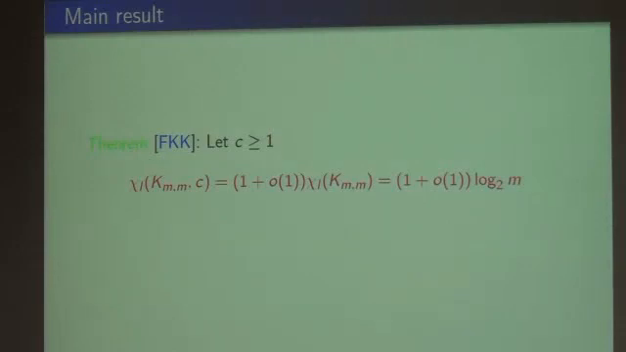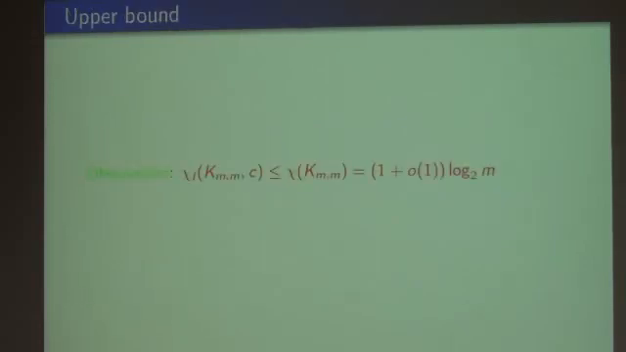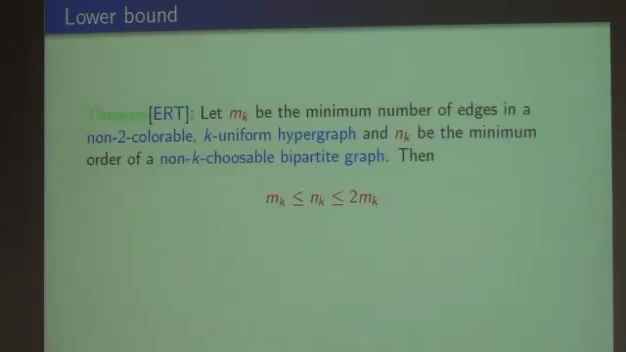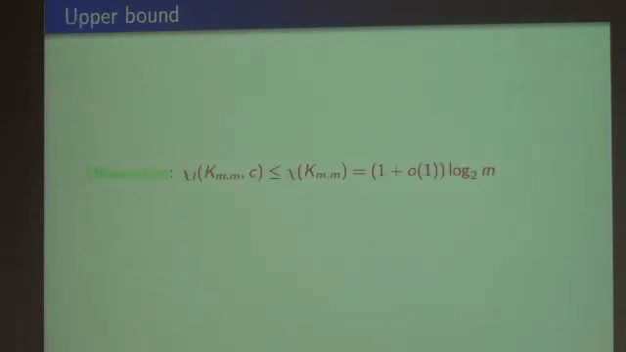So how does it work? The upper bound is obvious. If you have a C-separated assignment, chi_L is smaller than chi_L(K_{m,m}), because with C bigger than 1 it makes it easier to color. So that's straightforward. We just have to show that the lower bound is true, that chi_L(K_{m,m}, C) is at least log m, asymptotically. So how?